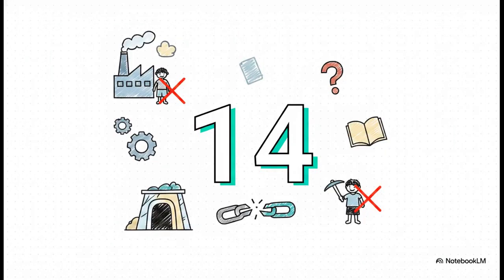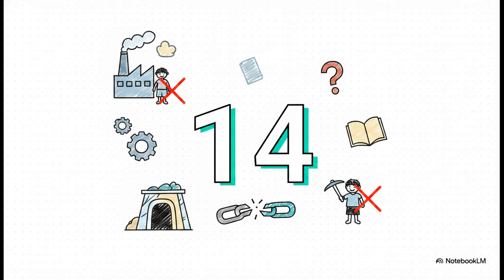Now let's look at the right against exploitation. The golden number here is 14. Article 24 strictly prohibits the employment of children below the age of 14 in factories, mines, or literally any other hazardous job. It also makes bonded labor entirely unlawful.